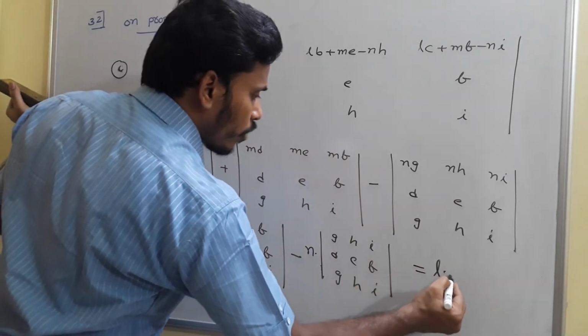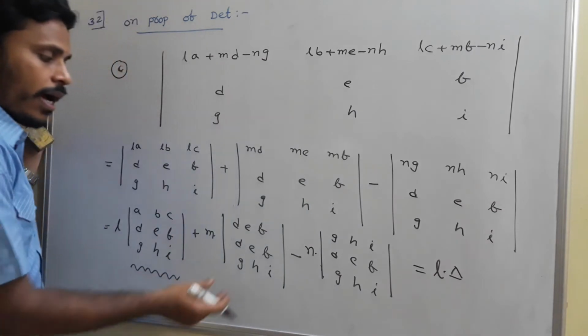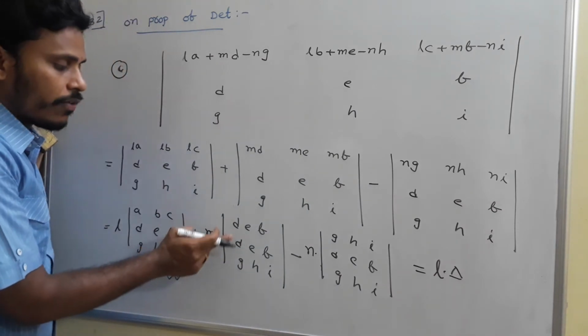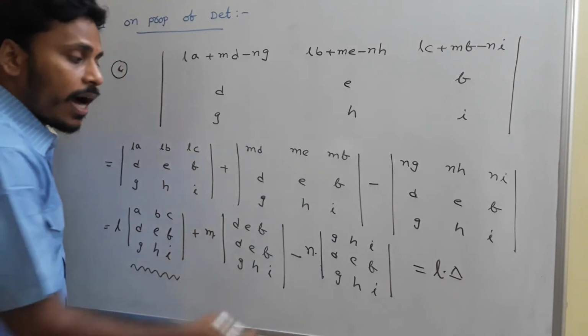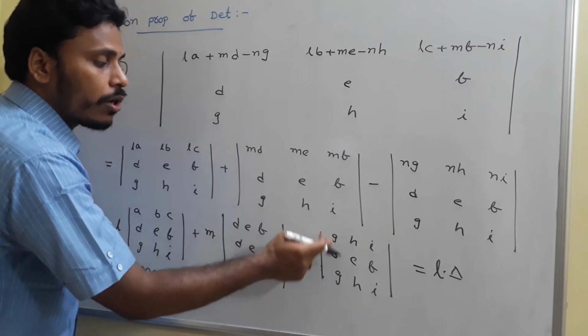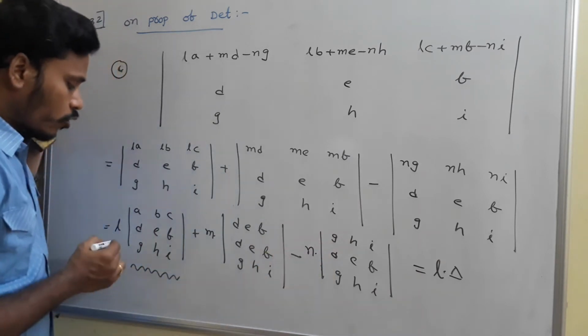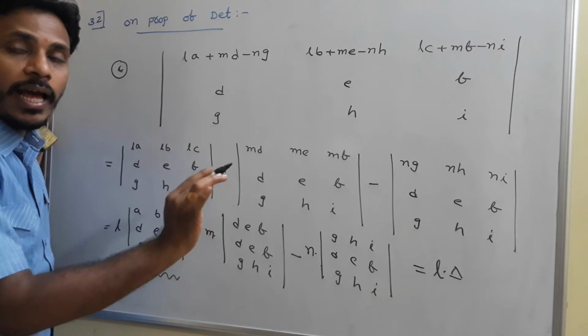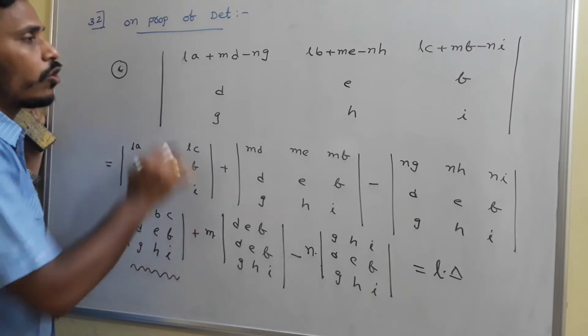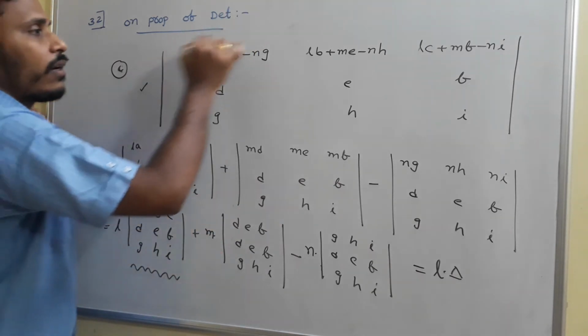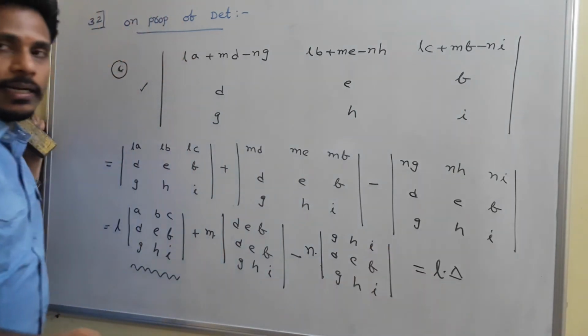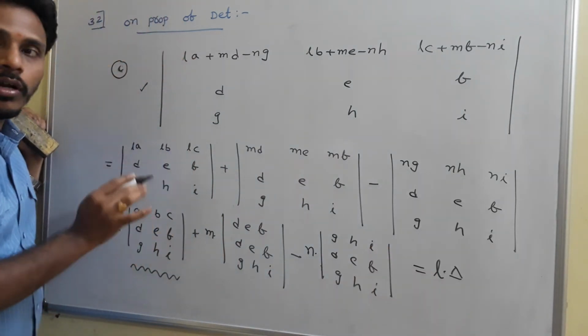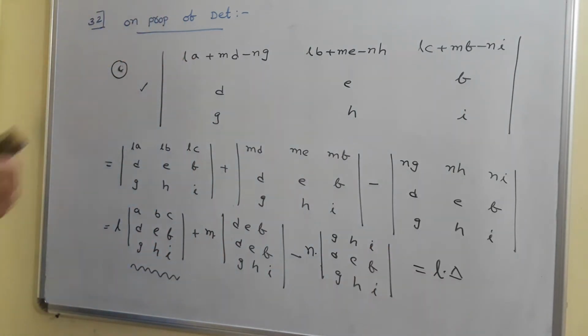So this is equal to L times delta, and this determinant value is 0 because the first row and second row are the same, and this determinant value is again 0 because the first row and third row are the same. So directly its answer is just L delta. Just have a look. This determinant is directly equivalent to L delta. First have a look, go for a screenshot, and then I will analyze it.